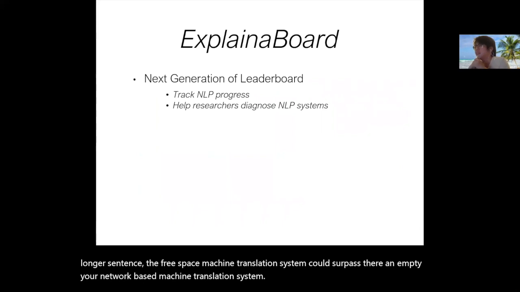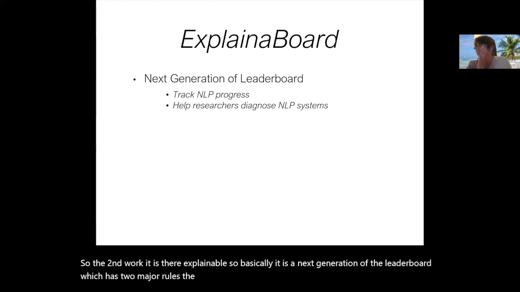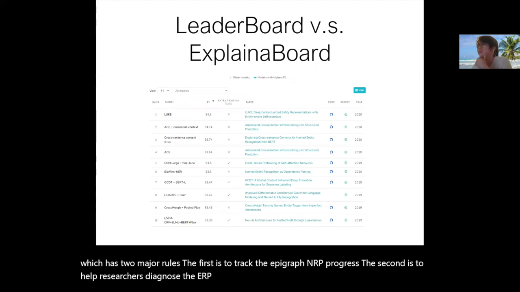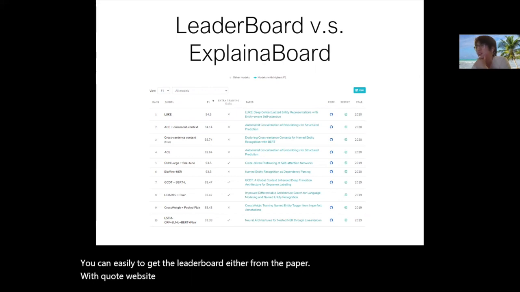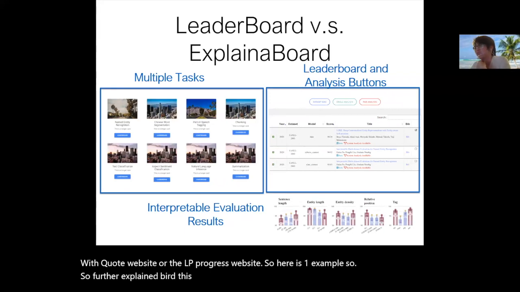So the second toolkit is the ExplainaBoard. Basically, it is the next generation of the leaderboard, which has two major roles. The first is to track the NLP progress. The second is to help researchers diagnose the NLP system. The leaderboard is not a new thing, right? You can easily get a leaderboard either from the Papers with Code website or the NLP-progress website. So here is one example. For the ExplainaBoard, this is the brief description of it.